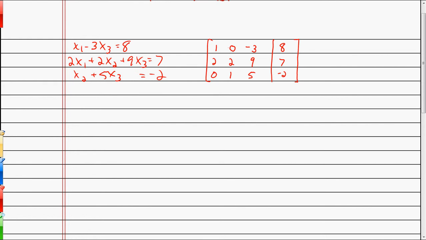Okay, so let's start this game, right? We already have a 1 in the top left, so that's good. What I really need to do is get rid of this 2. So I'm going to multiply this first row by negative 2 and add it to the second row. And I already have a 0 down here, so my first row stays the same.